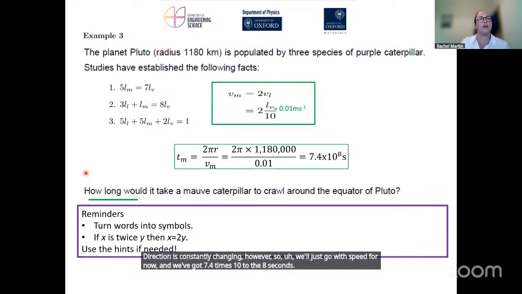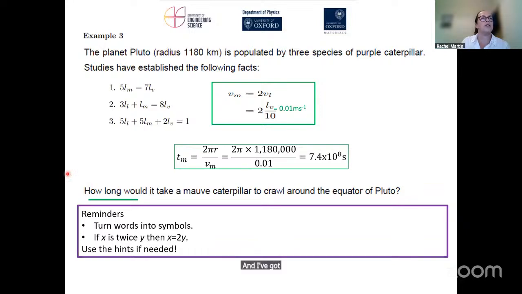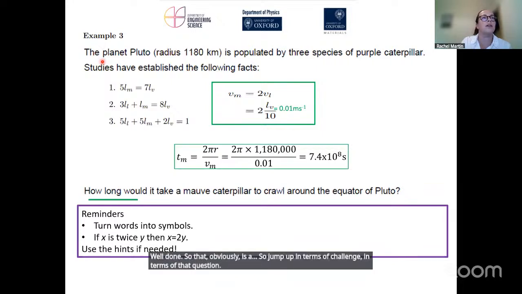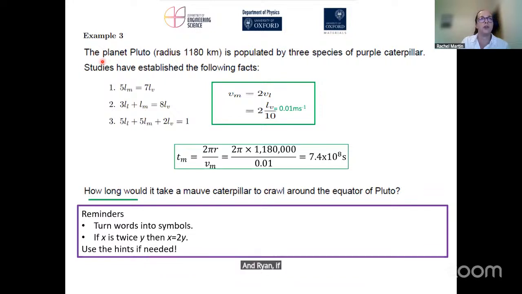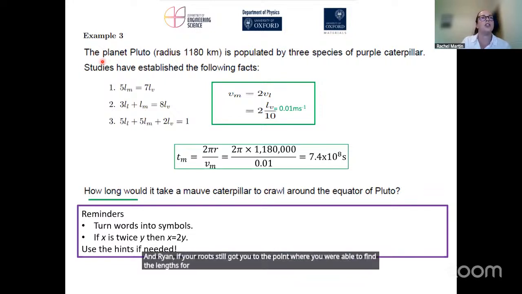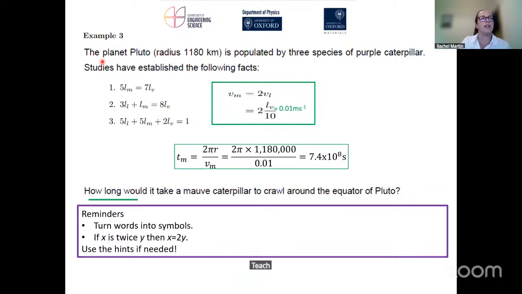Well done, lots of answers coming in. And I've got Ryan saying he tried to solve for the worm velocity to find the length, so I've just lost where that went. Well done. So that obviously is a jump up in terms of challenge in terms of that question. And Ryan, if your route still got you to the point where you were able to find the lengths for each worm, as long as it got you there, but this probably still is the quicker route. I'd love to know if someone found a quicker route. Teach me something every day. So I will shortly move on to the next question. If there are questions about this question, let me know.